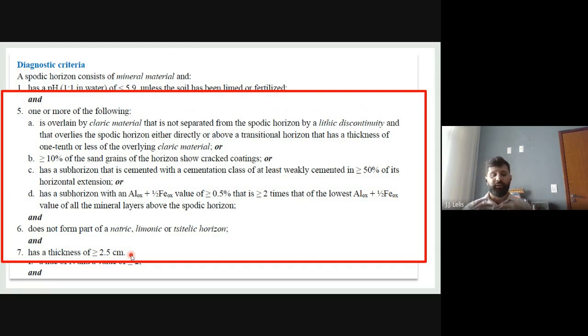Okay, again, you shouldn't record all this information, but what you should comprehend is that spodic horizons are those horizons that possess a concentration of organic matter, iron, and aluminum in a subsurface horizon due to the migration of these materials from the surface to the subsurface horizon. Okay, these details we can check in the book.